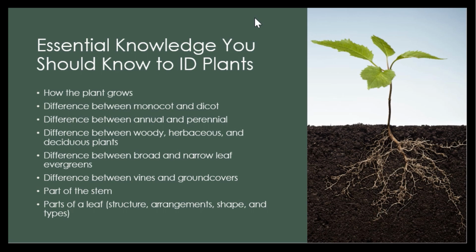When identifying plants, there's some essential knowledge that you should know. First, how the plant grows, the difference between a monocot and a dicot, the difference between an annual and a perennial, the difference between woody, herbaceous, and deciduous plants, the difference between broad and narrow leaf evergreens, the difference between vines and ground covers, parts of the stem, and parts of the leaf, which include the structure, the arrangement, the shape, and the types of leaves.